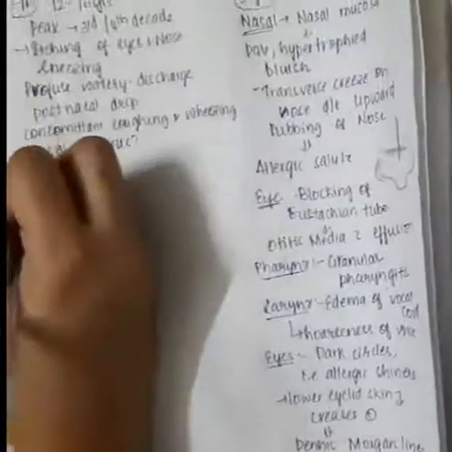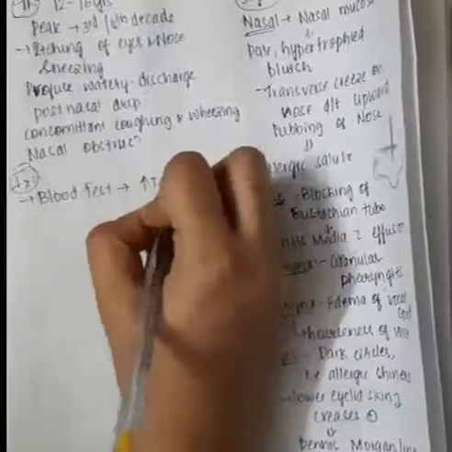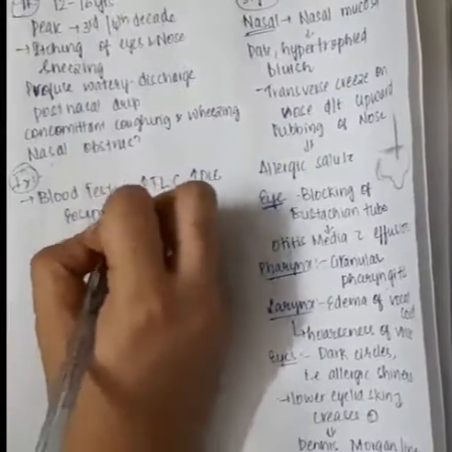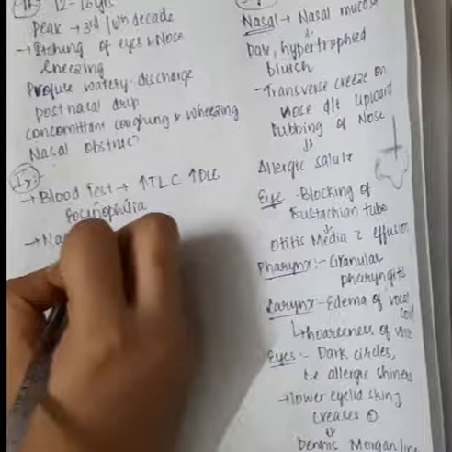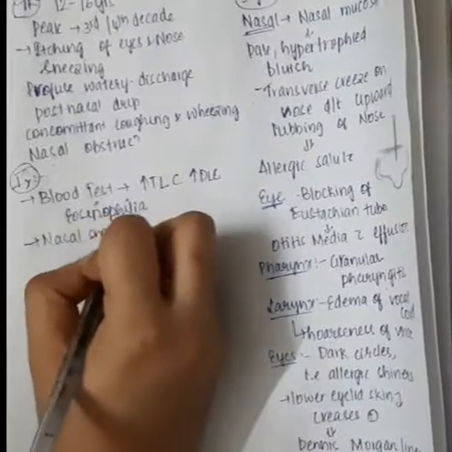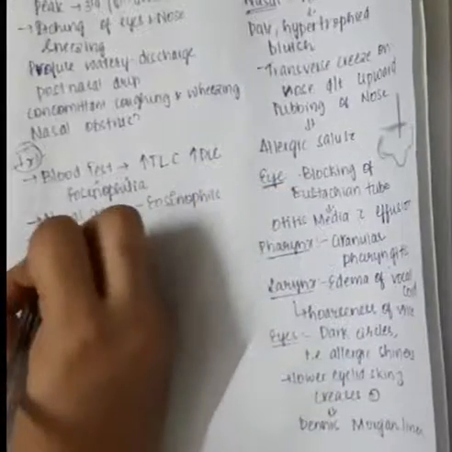Then if you see the treatment, before treatment, in investigations you should do blood tests because it is a type 1 hypersensitivity reaction. You see eosinophilia, increased total leukocyte count, and the differential leukocyte count is also increased. Then there is the nasal smear. In the nasal smear you see eosinophils.